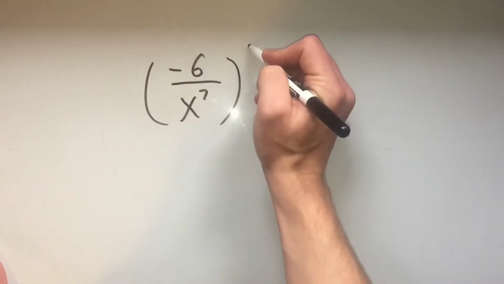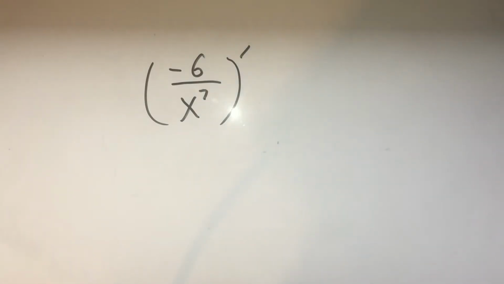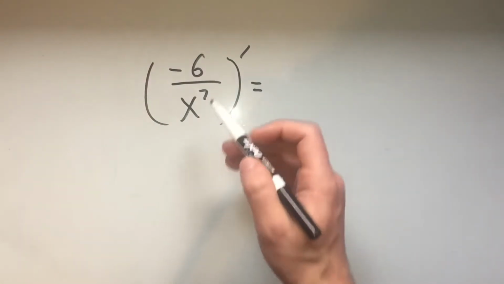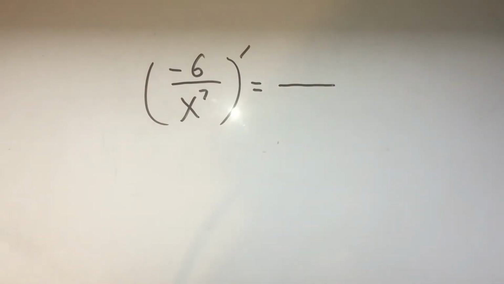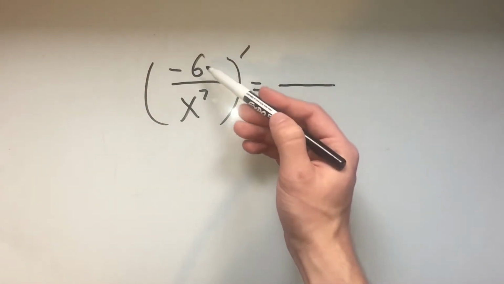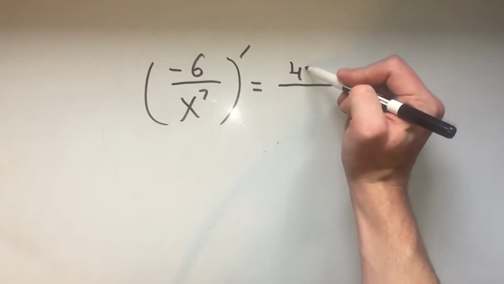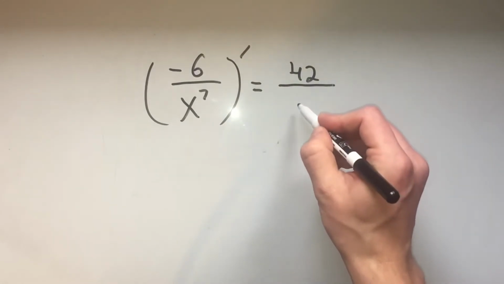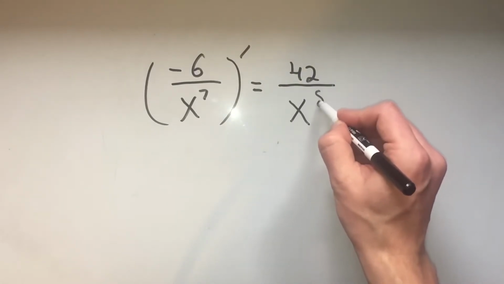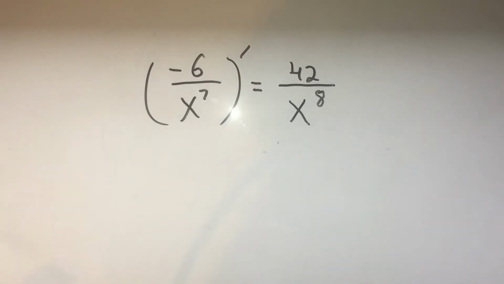Let's say I wanted to take the derivative of this thing. Well, I'll use my new shortcut rule, which is I switch the sign, so this negative will become a positive. I multiply by the power in the bottom. 6 times 7 is 42. And then I add 1 to the power in the bottom, and that's the derivative of that function.